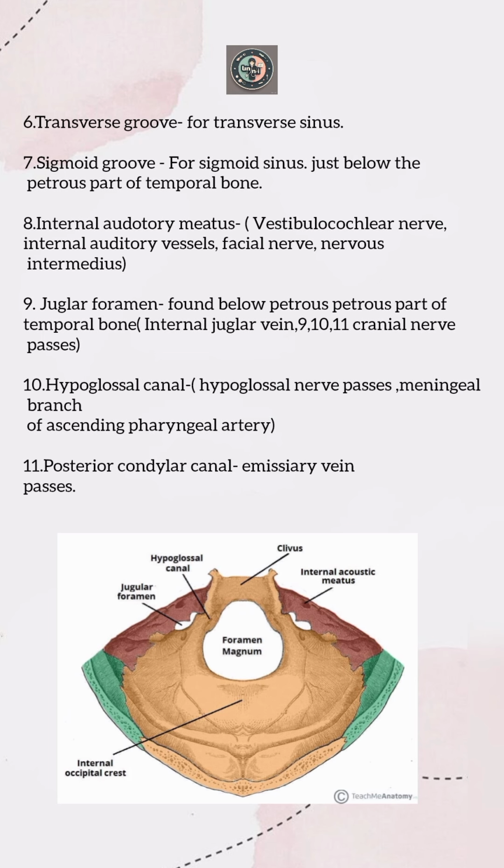Then next is the transverse groove. This is for the transverse sinus. Next is the sigmoid groove, which is for the sigmoid sinus. And below it there is the internal auditory meatus, through which the vestibulocochlear nerve and internal auditory vessels pass.